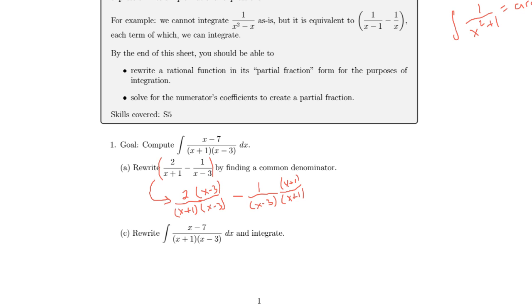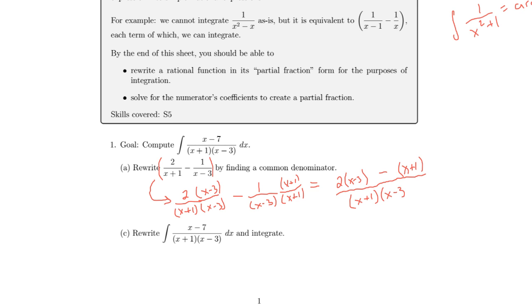Right? And so when the dust settles, the first term, we've got 2 times x minus 3. That second term, we get minus 1 times x plus 1. And now we have this common denominator, so we can move that subtraction into the numerator, because everything is over this common denominator of x plus 1 times x minus 3.